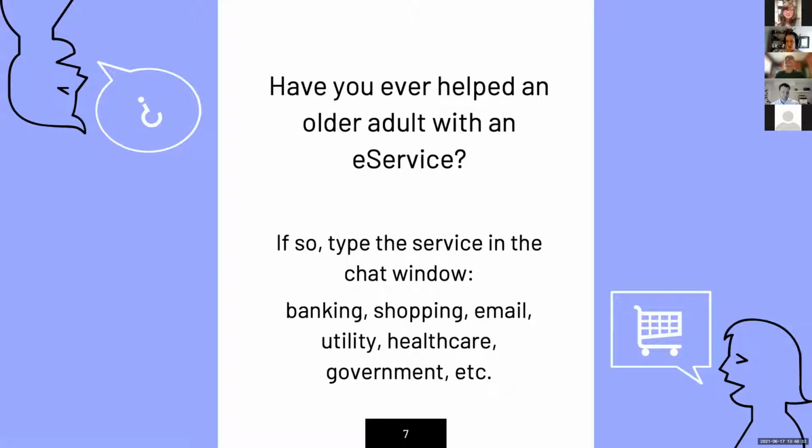So healthcare, right, in general. Okay, so there are a lot of these types of things. Oh, even entertainment and streaming movies. So you can see that this really is quite broad. There are lots of ways that people around older adults are helping them with e-services.